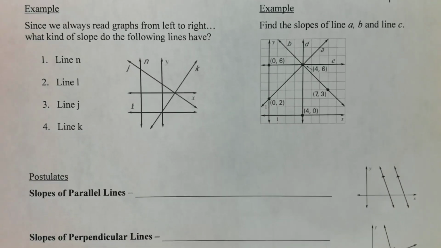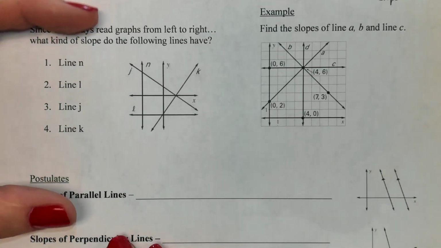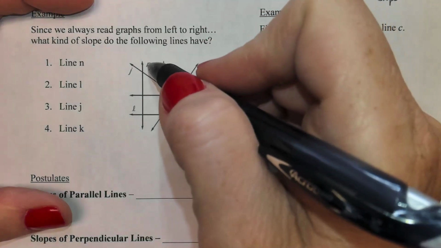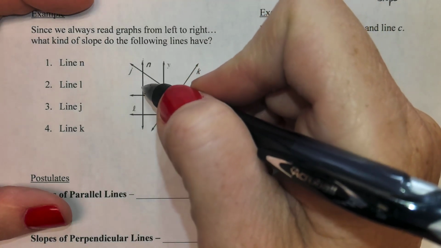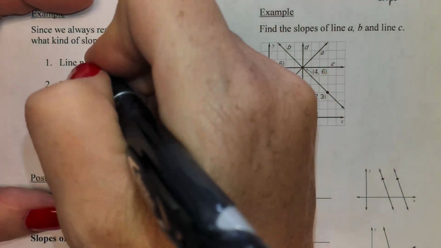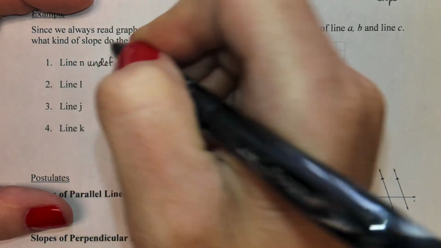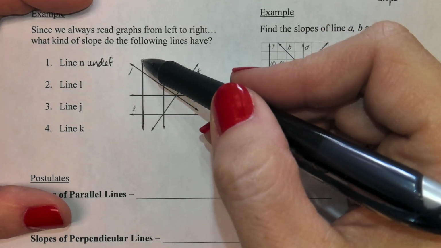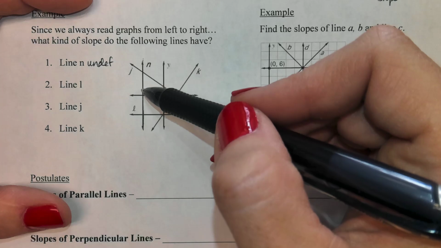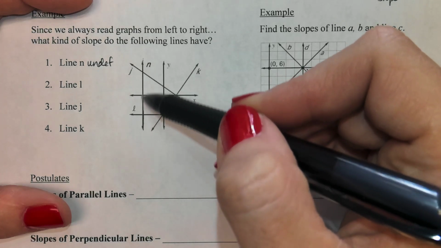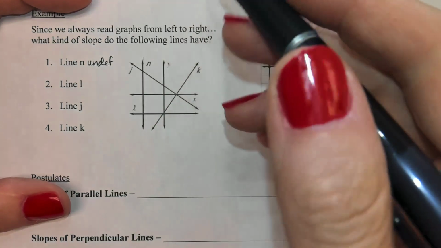Since we always read the graphs from left to right, what kind of slopes do the following lines have? Line n is right here, and it is straight vertical. That line has a slope of undefined. Think about if you were a skier or a snowboarder. This would be like a really bad cliff to fall off of. You'd be going straight down, plummeting, undefined slope.